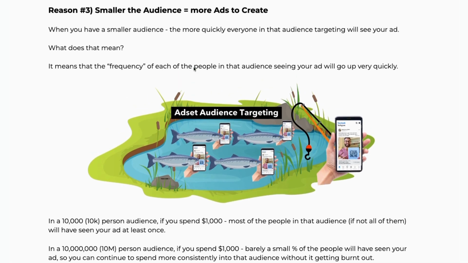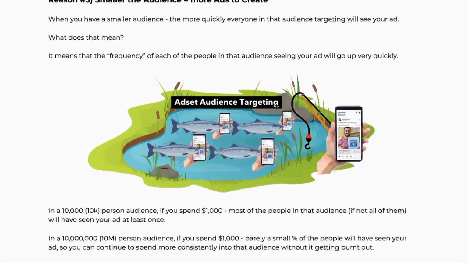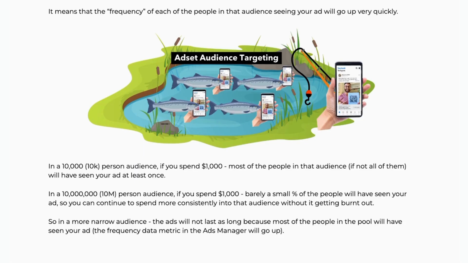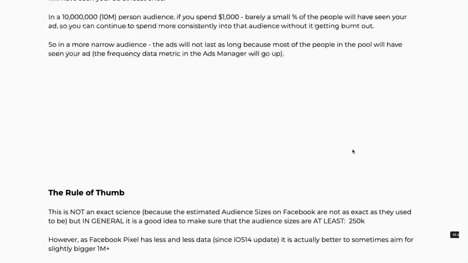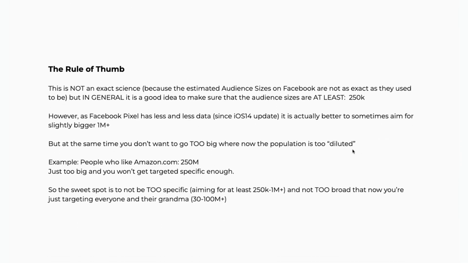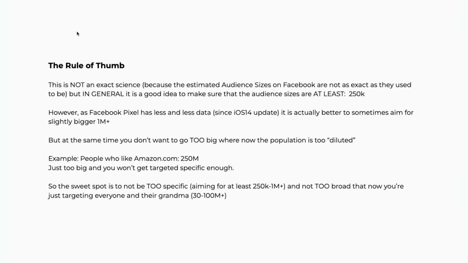And so those are the 3 reasons why having a super targeted, overly specific, smaller audience is completely unnecessary, and really you do not need to do it. And so that's the reason why some of the rules of thumb that we recommend, okay, now this is not an exact science, it is based off of the estimated audience sizes that are on Facebook and Meta's platform, which really aren't as exact as they used to be, because remember, a couple years ago, they used to have a lot more precise information.